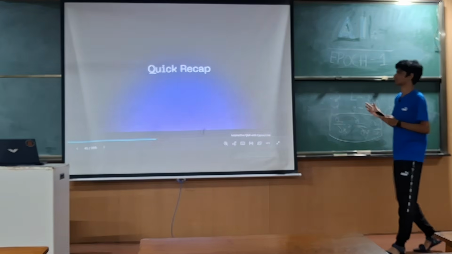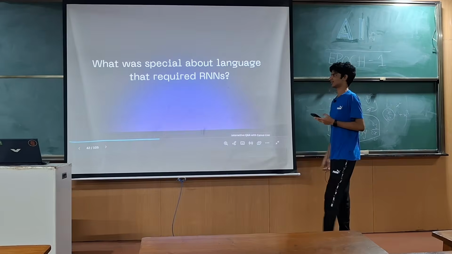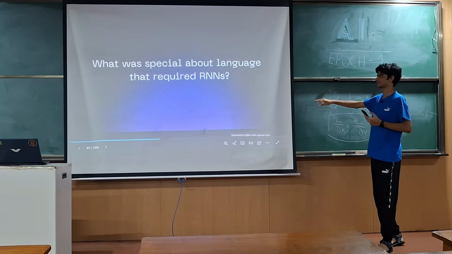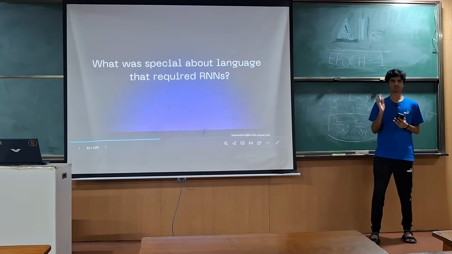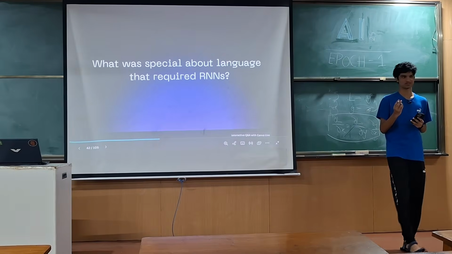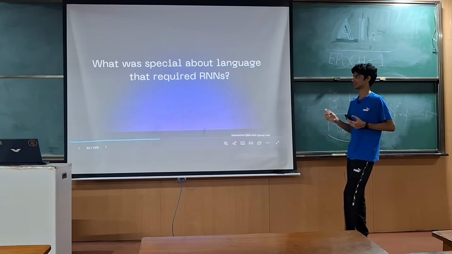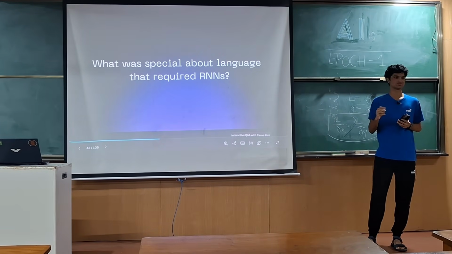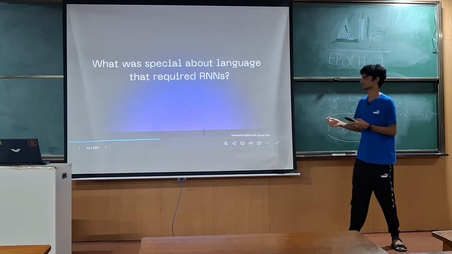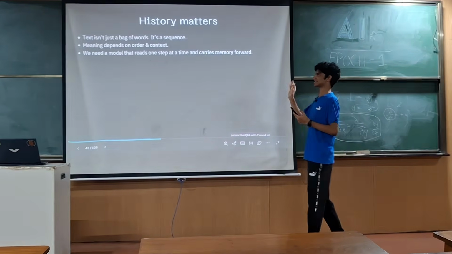So we'll do a quick recap. When we started off, what was special about language that required RNNs? We saw that there were some issues with the neural network. What were those issues? What is the main issue that required something like an RNN? Exactly. So in text, the history matters.